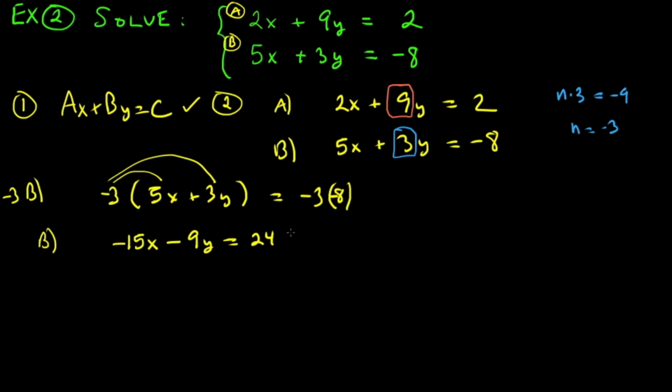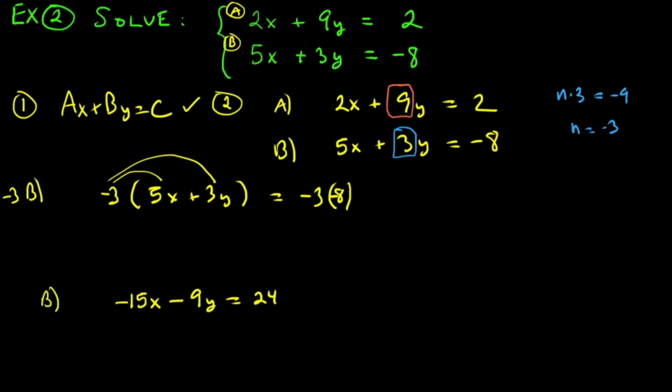And then equation A, notice we can leave that alone here. In fact, I probably should have written that on top. So let me do that here. Make a little extra space. So equation A was, we're going to leave that alone, 2x plus 9y is equal to 2.